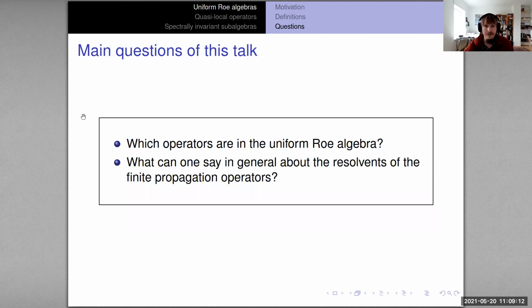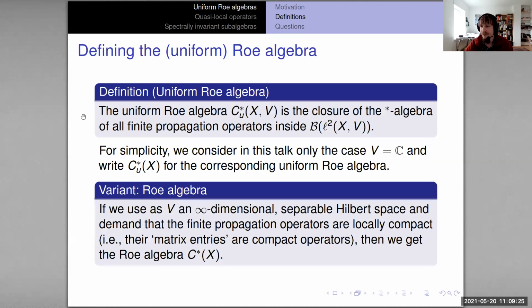And the two main questions that I want to address in this talk about this uniform algebra are the following ones. So the first one is, which operators are actually in the uniform Roe algebra? Because by definition, let me go back, we have taken the closure in operator norm. So in general, an operator in the uniform Roe algebra has infinite propagation. So it's an infinitely sized matrix. I mean, the entries are everywhere in the matrix.